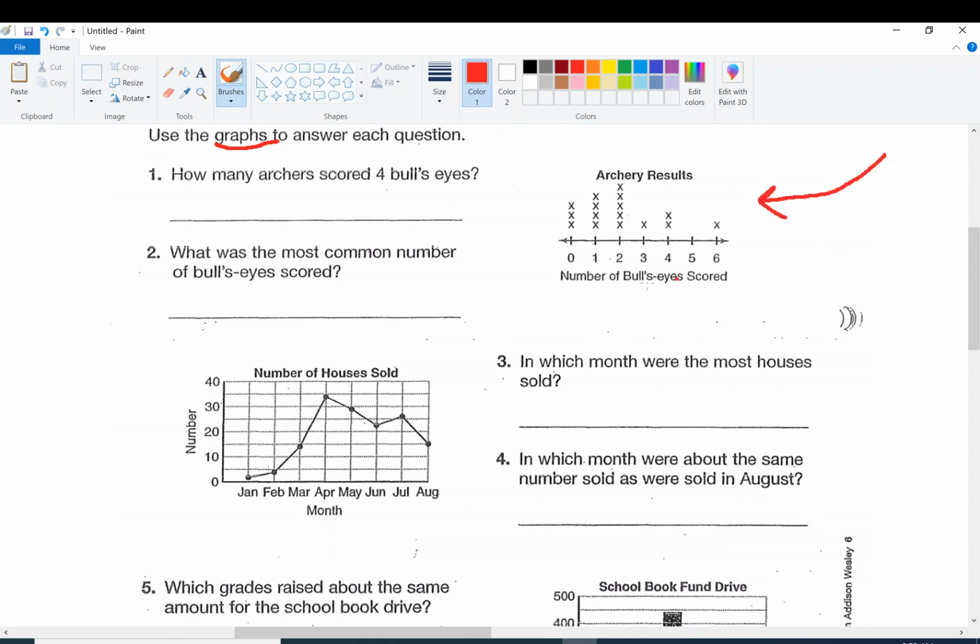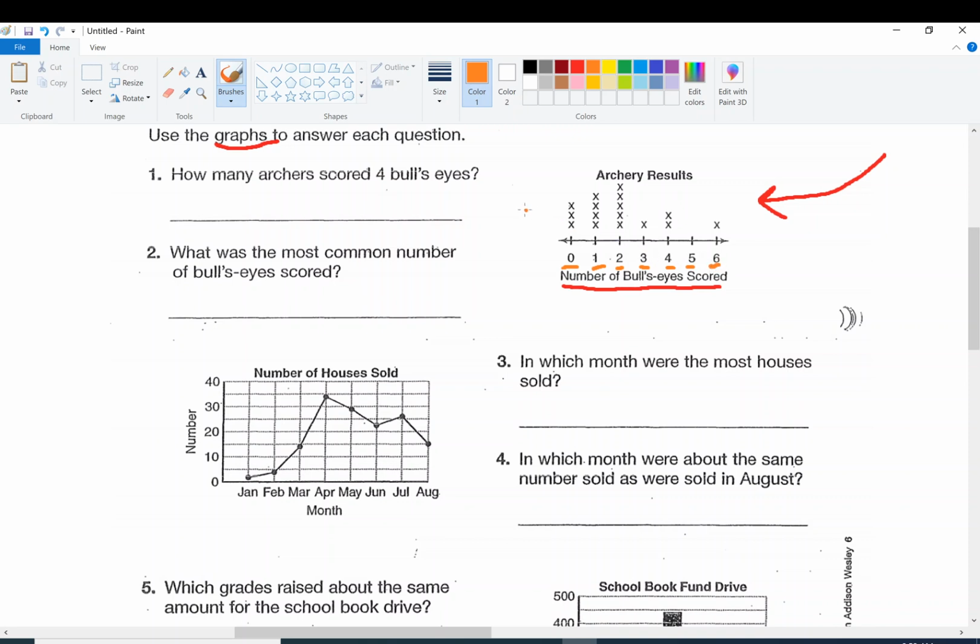You have some archery results, and this graph denotes the number of bullseyes scored, okay? So for each X, it shows how many bullseyes were scored for each section. If there were 0 scored, they put an X. If there was 1, 2, 3, 4, 5, or 6, okay?